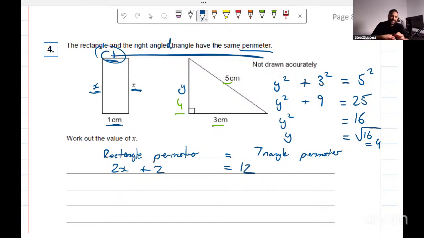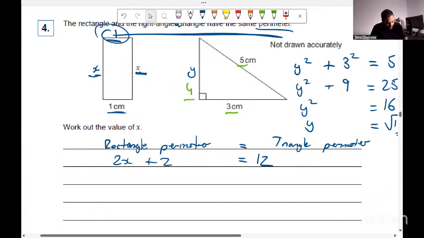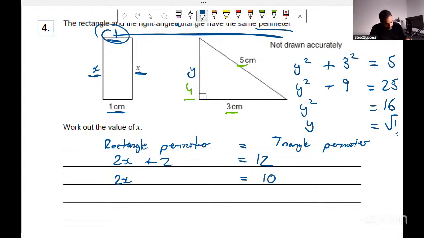So by setting out my plan for my question here, I have got to a position which should be nice and easy to finish off. Take away 2, divide by 2. And x is 5.